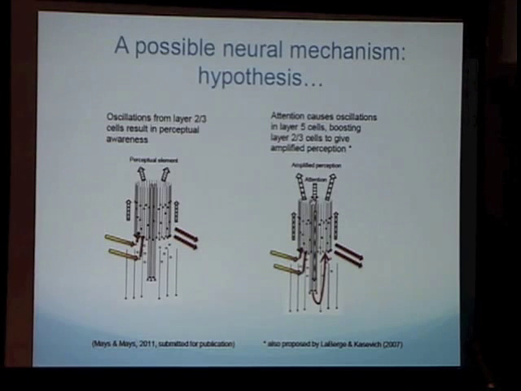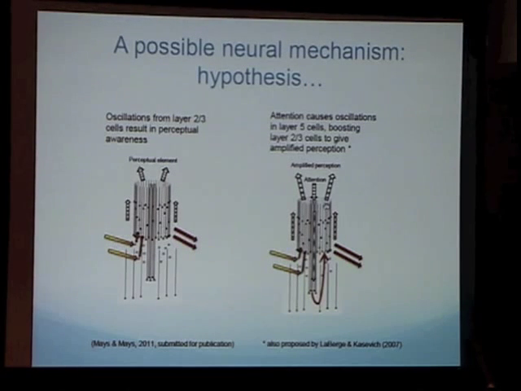Now, if you pay attention, the attention could be working on the layer 5 pyramidal cells, which would then have oscillations in them and induce action potentials, which would increase the oscillations coming up to the mind here in layer 2 and 3. And so you would have amplified perception.